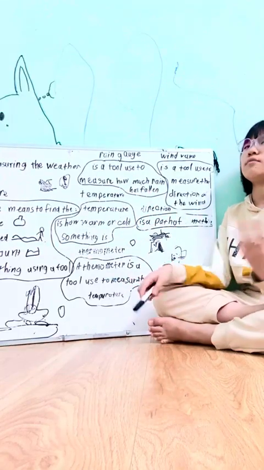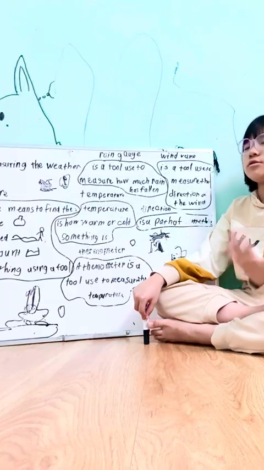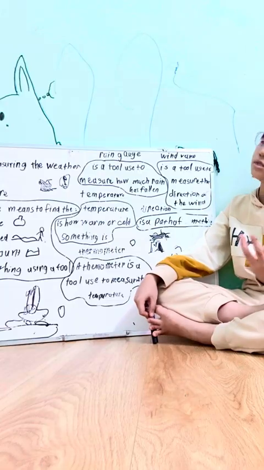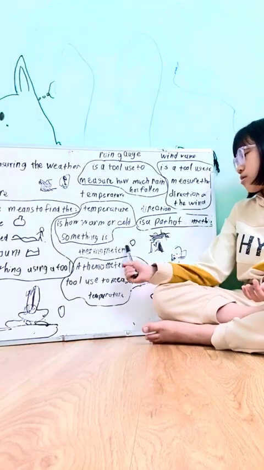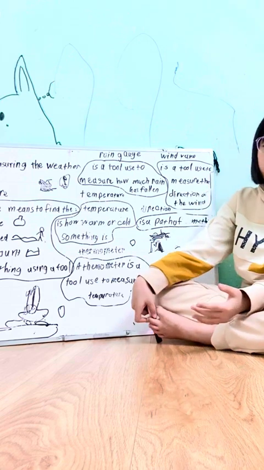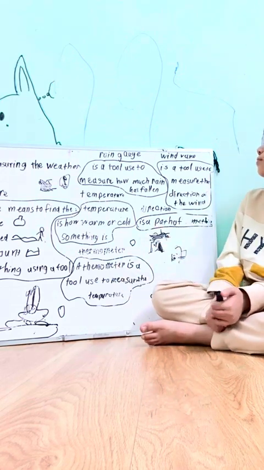So we use a kind of thermometer, like, I don't know. So when we need to know what degrees it is outside, we use a thermometer that lets us know the temperature that it is outside.